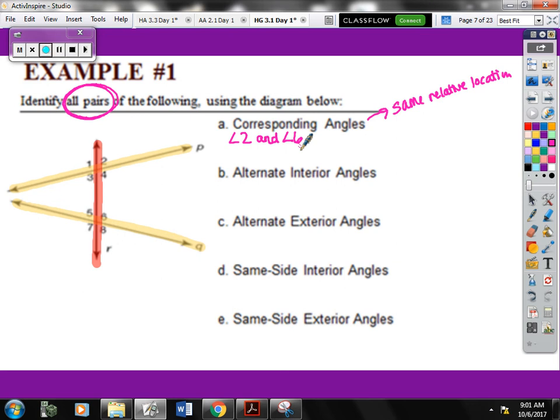Who can give me another pair of corresponding angles? Marquise? Angles 1 and 5. 1 and 5. Who can give me another one?